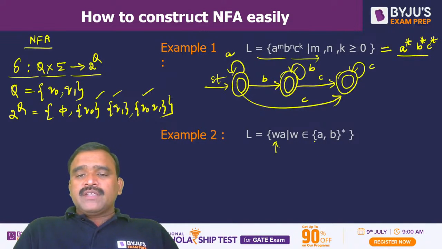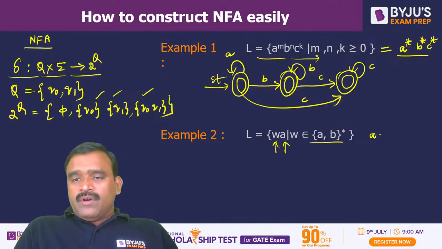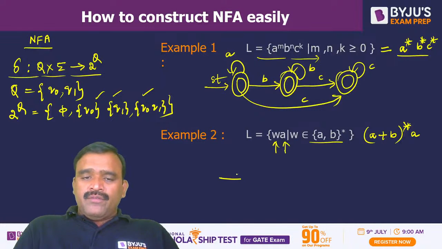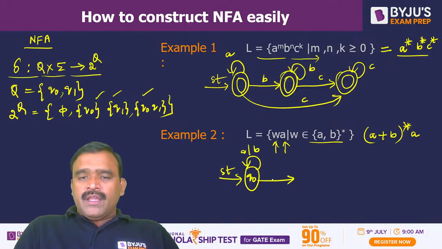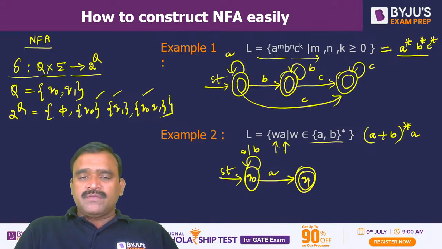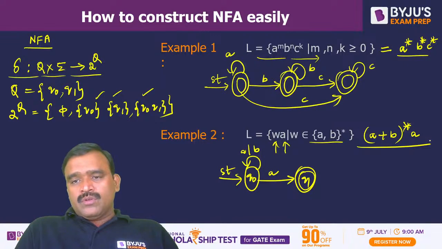W is a word of a's and b's, and there is a constant a at the end. Any word of a's and b's is nothing but (a+b)*, followed by a. So 0 or more a's or b's followed by a. Generally, if it is a DFA, it is difficult. But in an NFA, whenever there is a star, we can have a self loop of a's and b's. So a/b, and on a, we can go to the final state, state Q1. So any number of a's and b's followed by a: (a+b)*a.